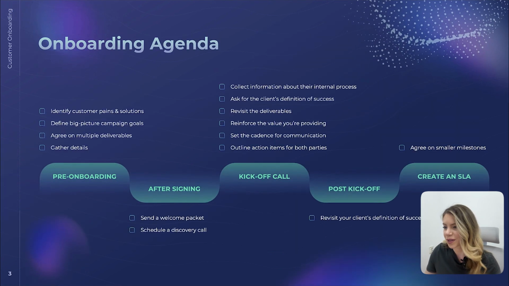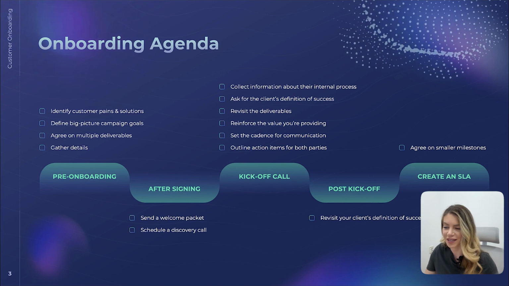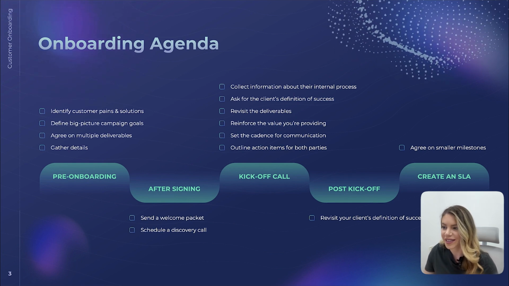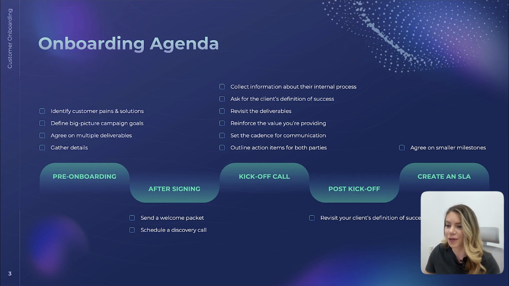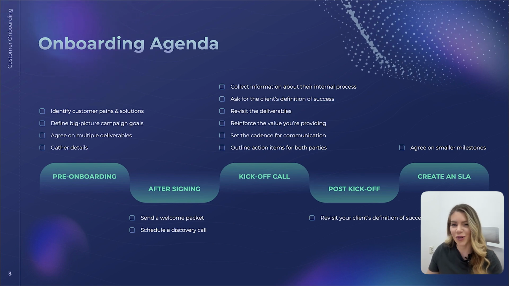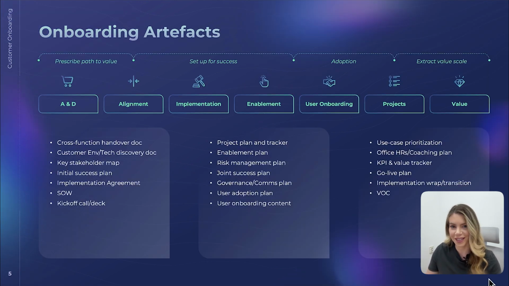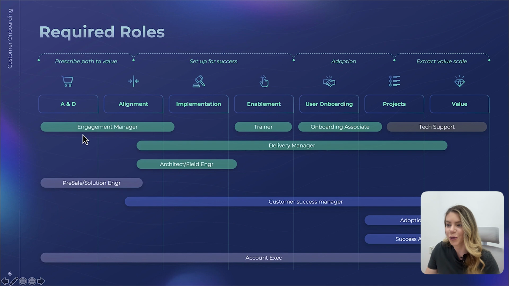This is another visualization of an onboarding agenda, showing the different stages and their subtasks from left to right. Lastly, it's important to showcase the onboarding artifacts. This means detailing the resources and assets the client can expect to receive at each stage. Using the same timeline, we can show who is responsible for each stage. For example, here, the engagement manager is responsible for the first 2 stages.